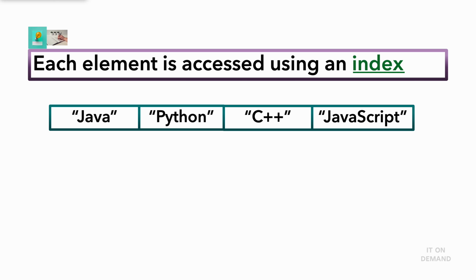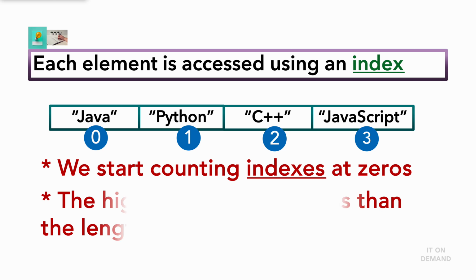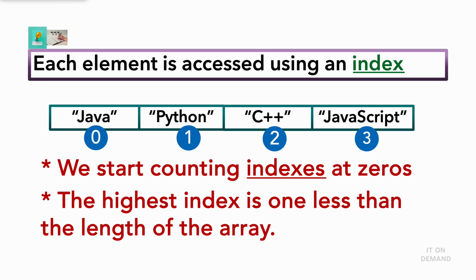Now let's go to the next part of the definition that says each element is accessed using an index. What is an index? So we saw that for elements, you start numbering at 1. For indexes, you start numbering at 0. And so if we number at 0, we have 0, 1, 2, 3. And what that means is that the highest index is 1 less than the length of the array.